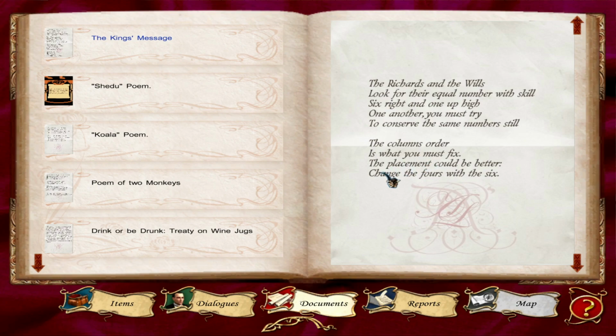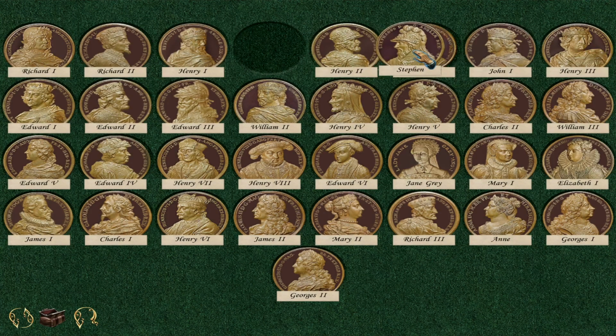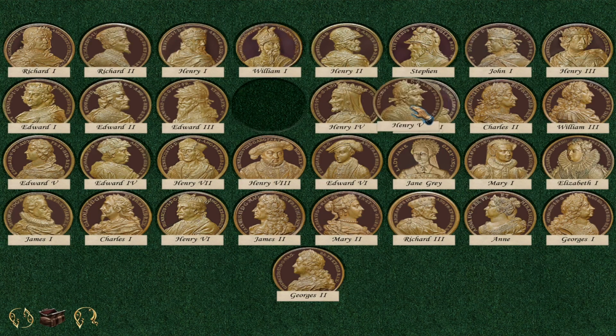The column's order is what you want to fix. The placement could be better. Change the 4s with the 6. So 4. So William and these two swap. William and Henry. Okay, I think that's what we have to do. Perfect. Okay, now on to the next step. Oh my god.